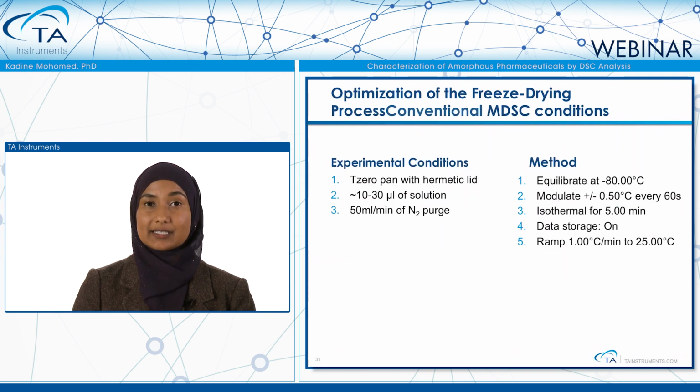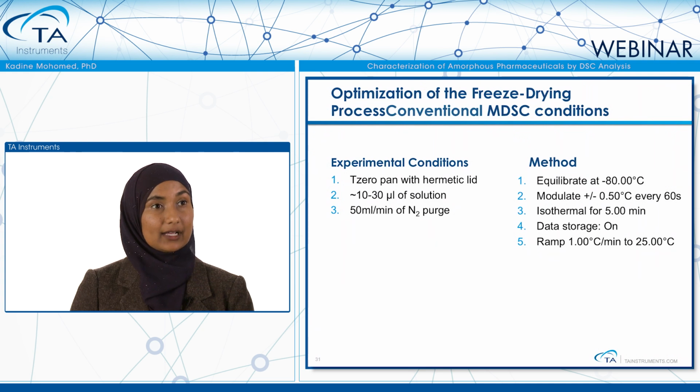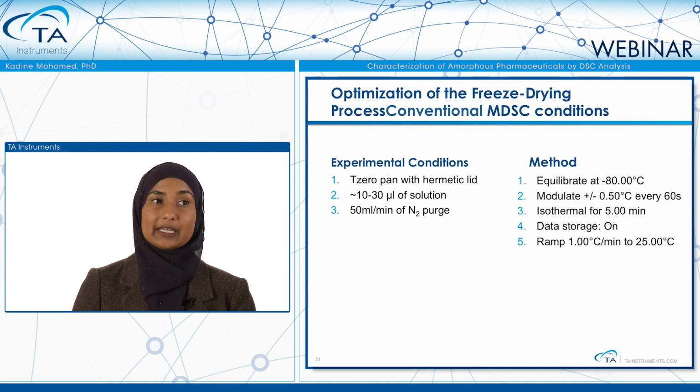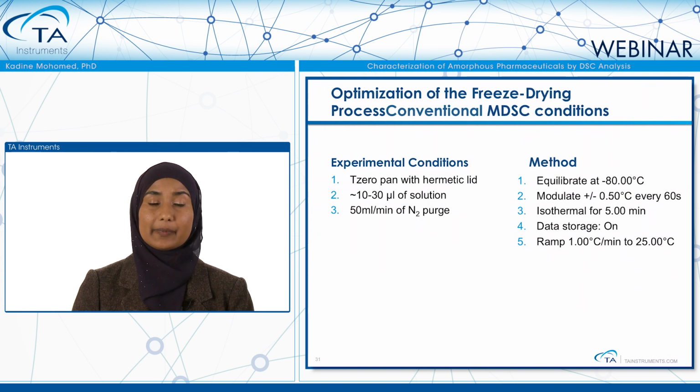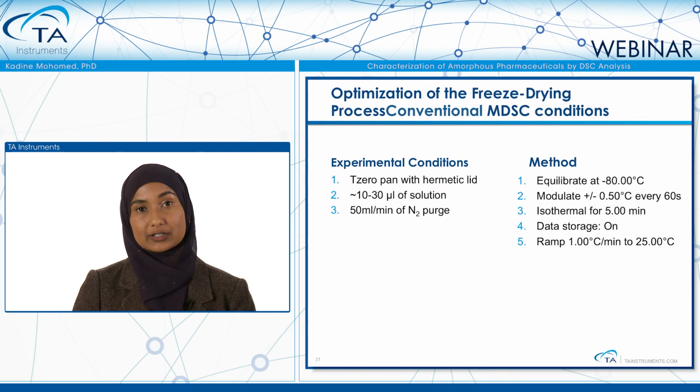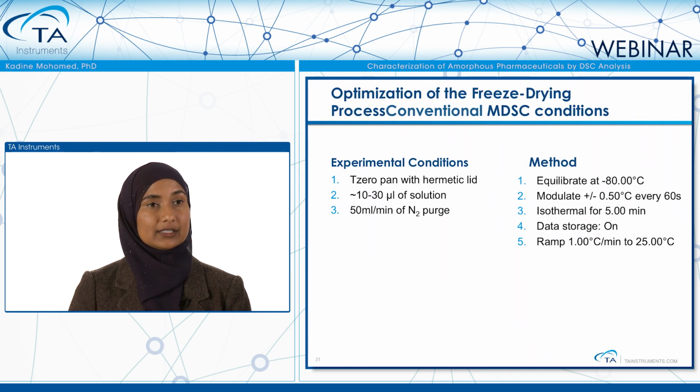Sometimes it's not as easy to see the Tg of a frozen solution, in which cases we may utilize modulated DSC. Here I would outline some test conditions that have been used for the next data file. The experimental conditions would be a T0 pan with a hermetic lid. With any liquid samples, you want to use a hermetic lid. The T0 pan can accommodate a volume of about 35 microliters, and in this case, I've selected anywhere from 10 to 30 microliters as the sample volume, followed by a method with a subambient start temperature. Since you're looking at a frozen solution, you need to cool the sample to temperatures below freezing.